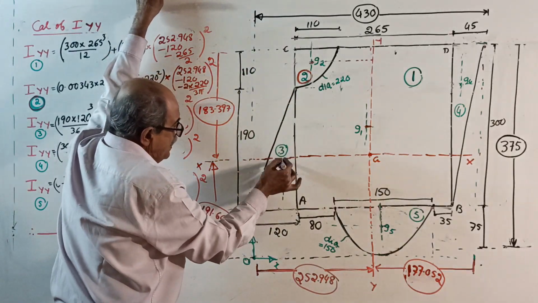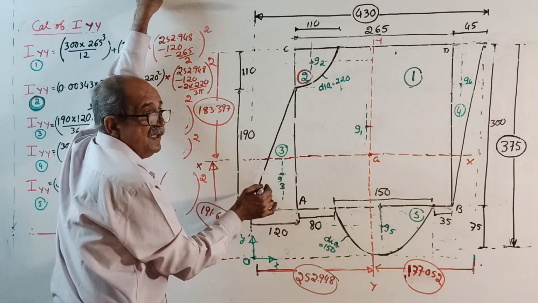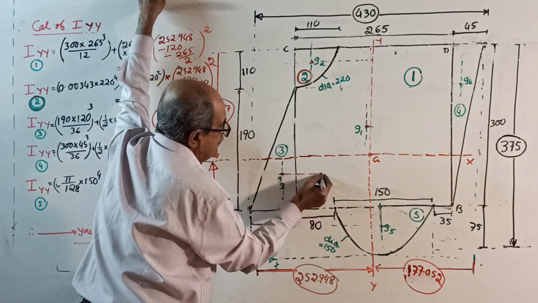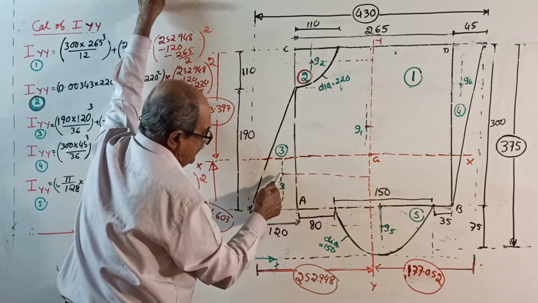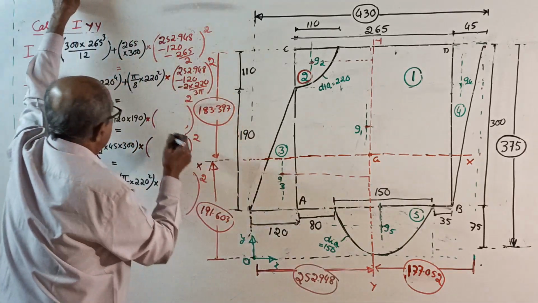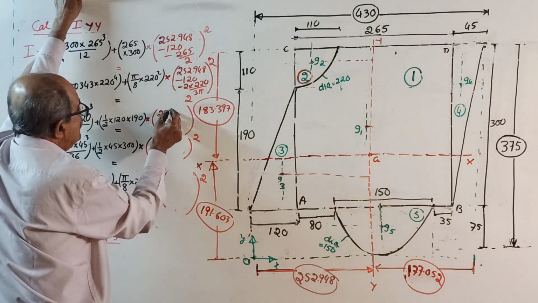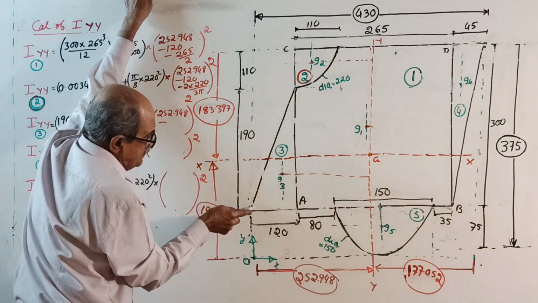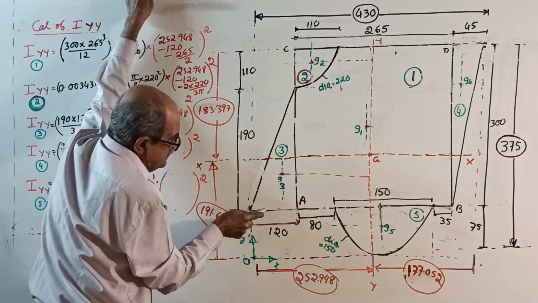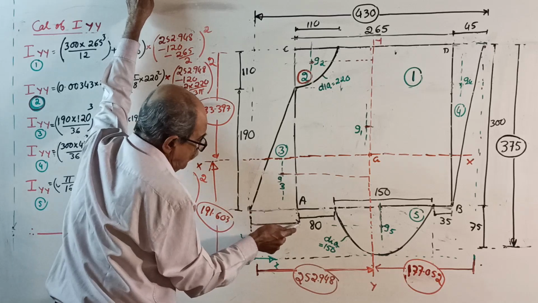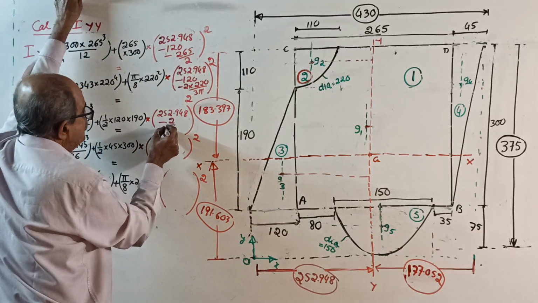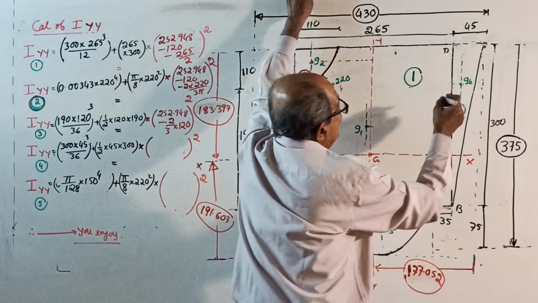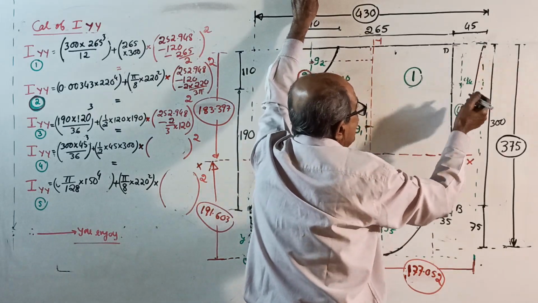From I about its own axis already over plus area into from centroid here, see, this distance square, that is 252.948, from this distance subtract this distance. This distance is 2 by 3 of 120. That's all. Minus 2 by 3 of 120 whole square. Fourth one. I about its own centroidal axis, already over.